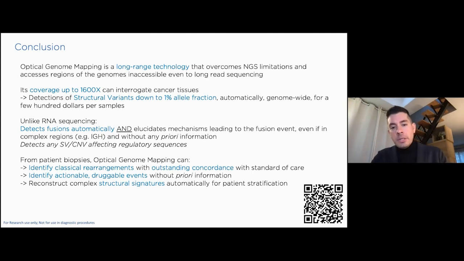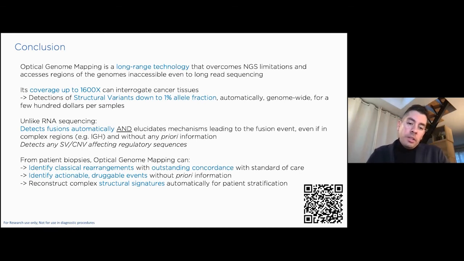Unlike RNA sequencing, it can detect fusions automatically and provide additional information on the mechanism leading to the fusion event, even if this event is falling into complex regions, such as the IGH locus that is notoriously difficult to deal with by RNA sequencing, and this without any information on the fusion partner. And of course, it will also detect any SV or CNV affecting the regulatory sequences.